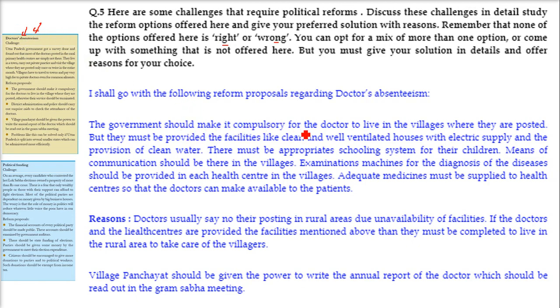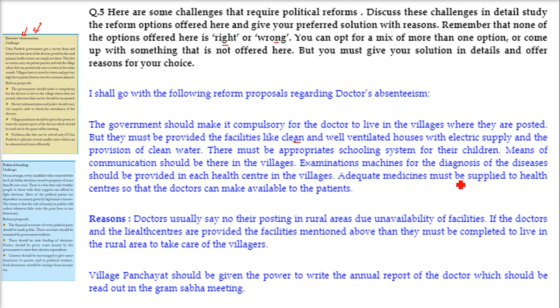The government should make it compulsory for doctors to live in the villages where they are posted, but they must be provided facilities like a clean and well-ventilated house with electric supply and clean water, because they are doctors. There must be an appropriate schooling system for their children, then only they will stay in the villages. And means of communication should be there in the villages so that they can communicate. An examination machine for the diagnosis of diseases should be provided in each health center in the villages. That is, infrastructure should be built.